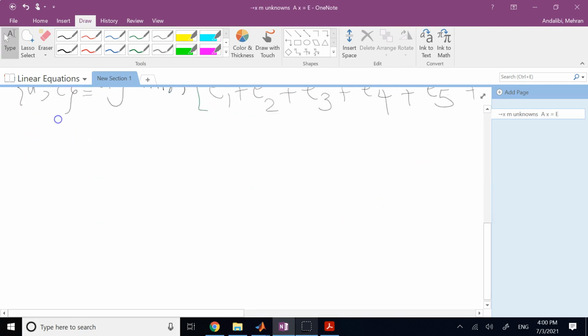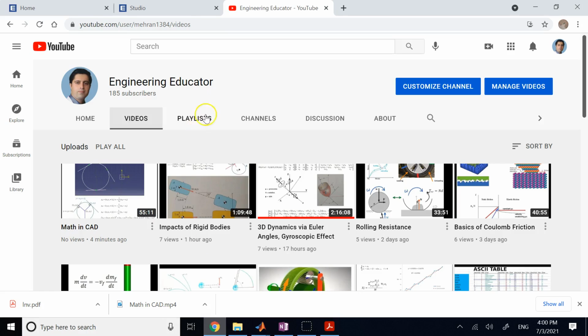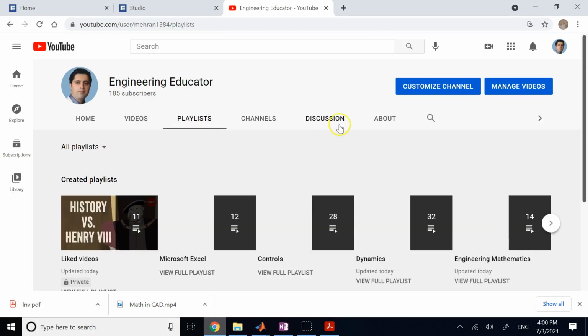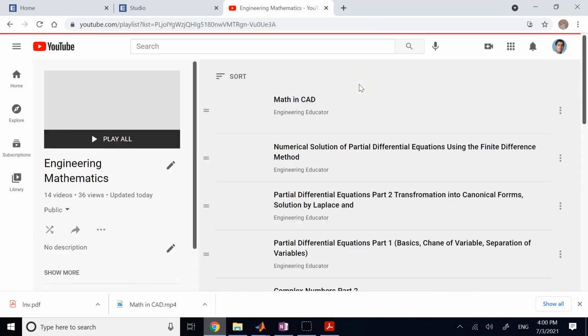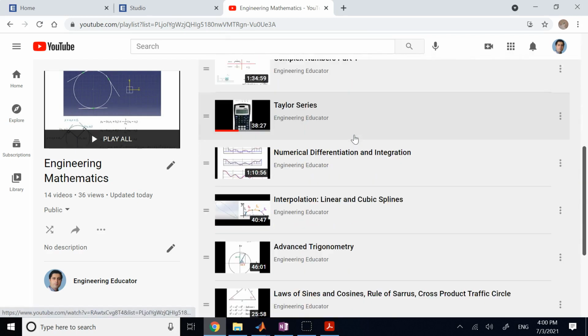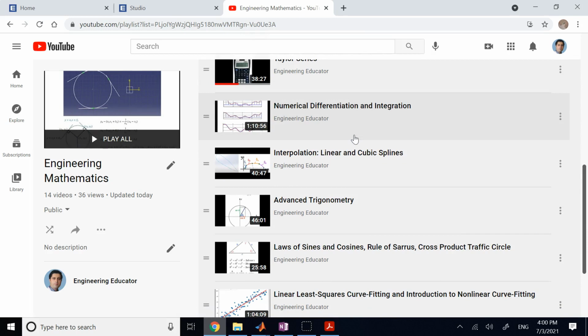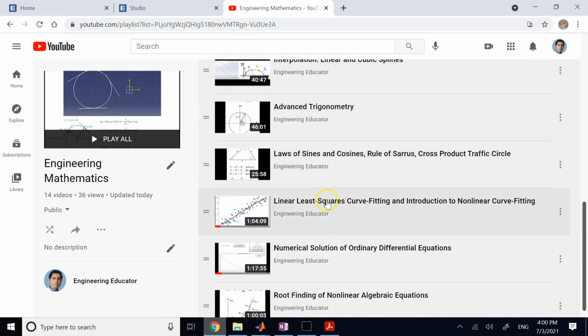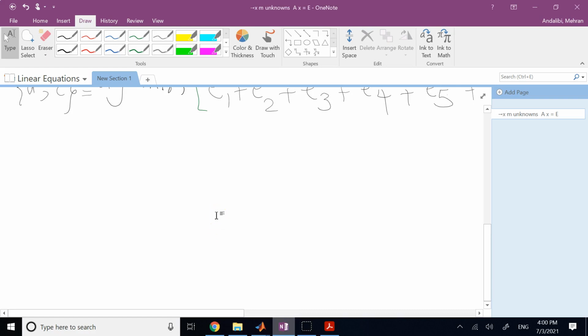Now, what about the other side where you have fewer equations than unknowns? By the way, I talked about this least squares. If you go to my channel and go to playlist and then under math, you can see there is a video where I talked about linear least squares curve fitting. Here I talked a little bit more about that topic. Curve fitting is in general an over-constrained system of equations. So if you want, you can refer back to that.